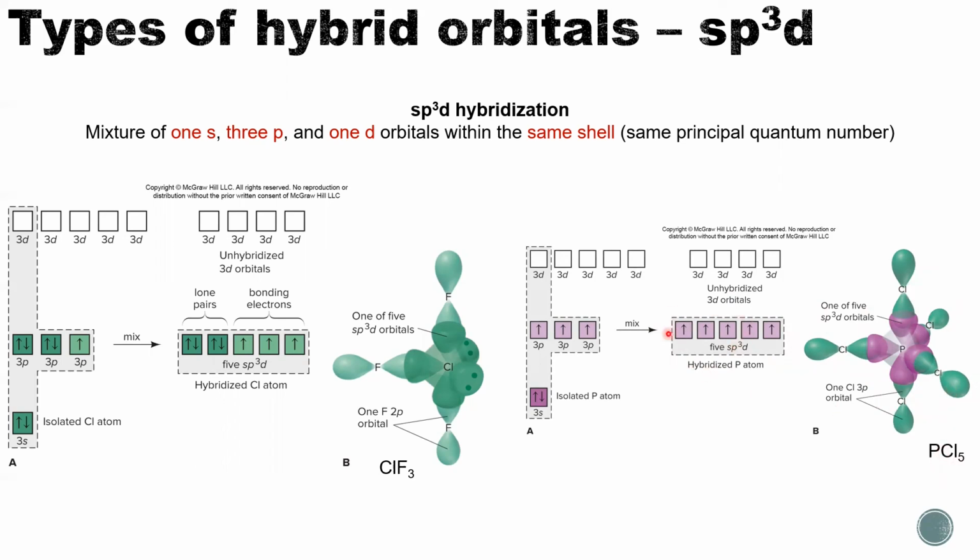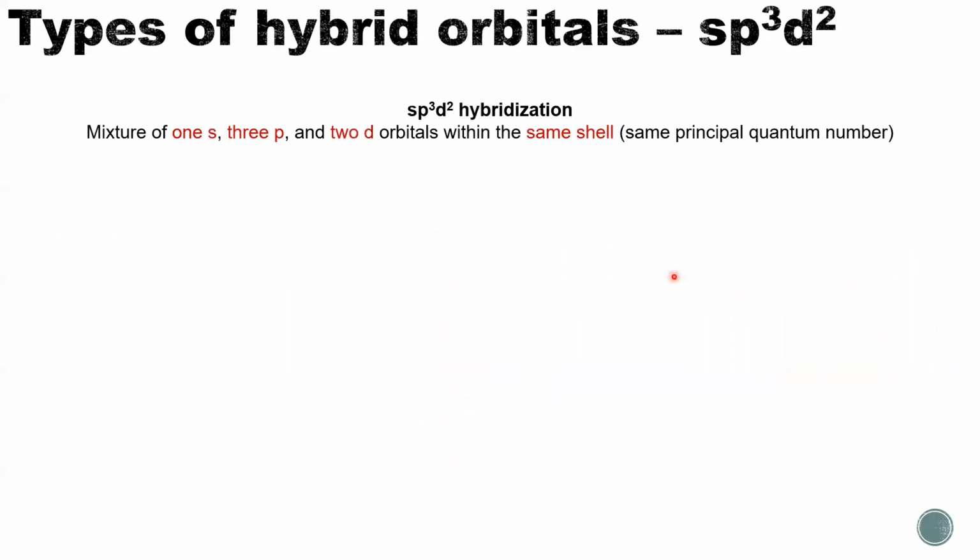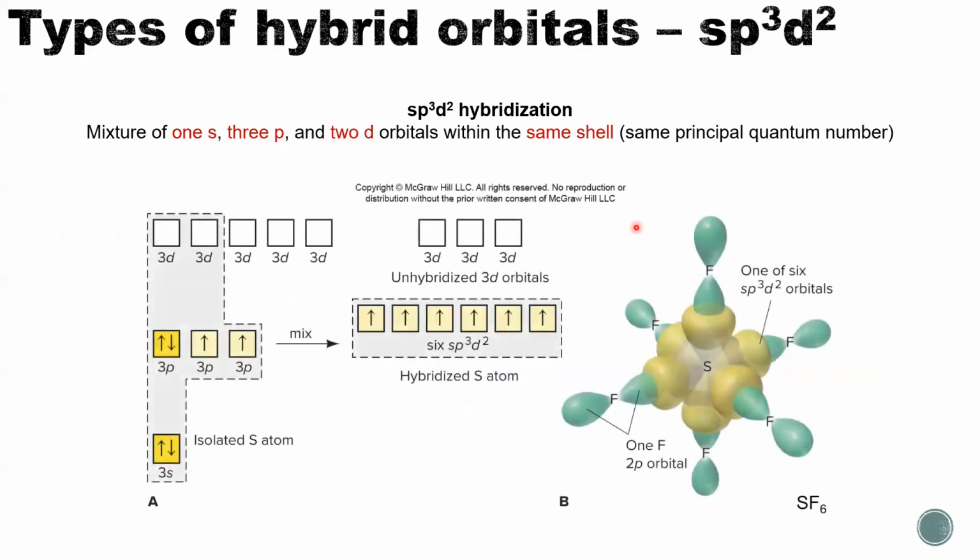Okay, so when you distribute electrons in the hybrid orbitals like before, these electrons also want to occupy as many orbitals as possible of the same energy. So if we have 5 electrons, now these 5 electrons will occupy 5 different orbitals. All right, and finally we have sp3d2. That means we need one s, three p, and two d orbitals within the same shell for this orbital hybridization. So the example here is SF6, sulfur hexafluoride.